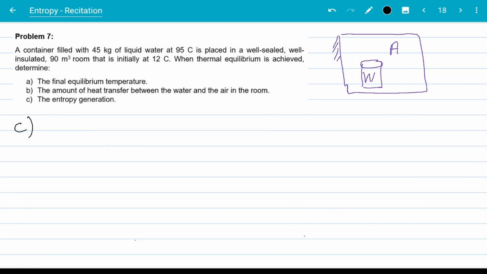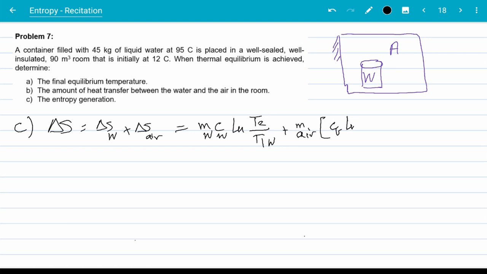For part C, we are asked to find the entropy generation. Now, delta S is going to be the delta S of water plus the delta S of air. Because the system is insulated, there is no heat transfer with the surroundings outside the room, so we don't need to take that into account. Delta S of water, water is a liquid, will be mass of water, C of water, natural log of T2 over T1 for water. Delta S of air, air is ideal gas, so we have mass of air times CV, natural log of T2 over T1 of air, plus R, natural log of volume 2 over volume 1.